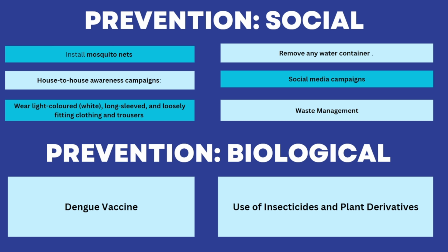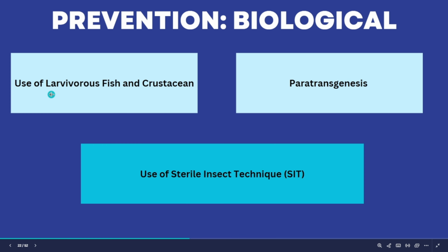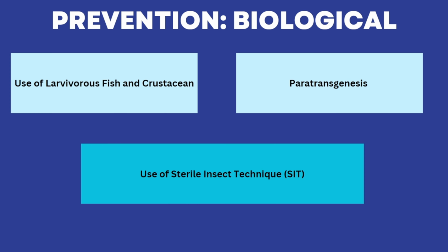So this is all about the first two methods, the biological ones. Next we go through another three. We use larvivorous fish and crustaceans, meaning that we apply larvivorous fish that can eat the larvae of the Aedes mosquito. For example, fish like Poecilia reticulata and also Mesocyclops formosanus. Normally the advantages are cost effective, environmentally friendly, and easily controlled.